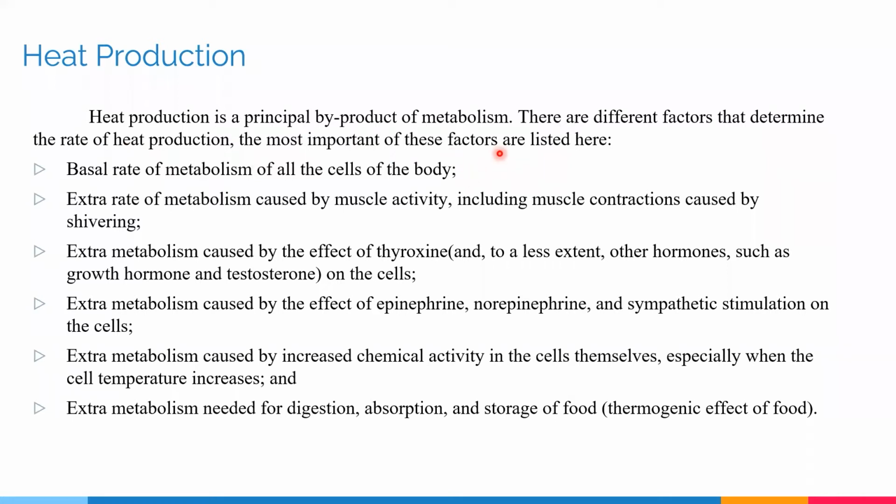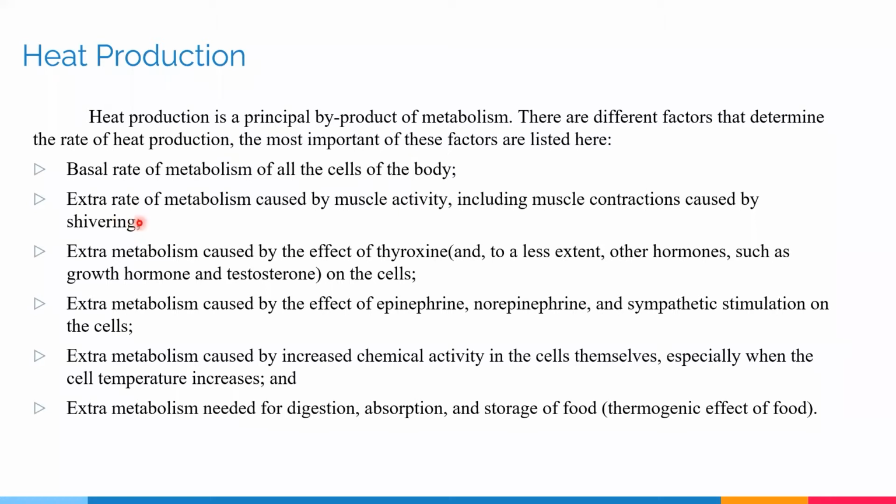The first and most important factor is the basal rate of metabolism of all cells of the body, because the basal rate of metabolism is what judges the rate at which the metabolism occurs in all the cells, and thus also how much heat will be produced due to it.